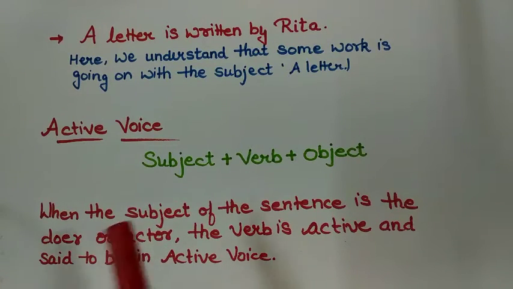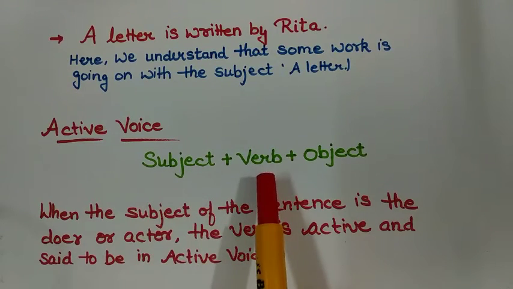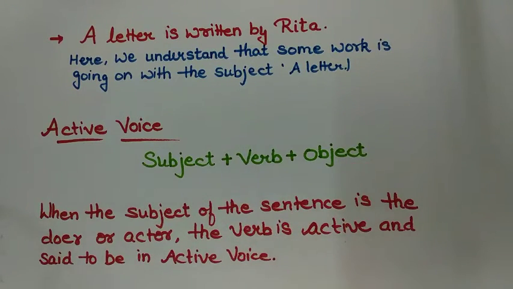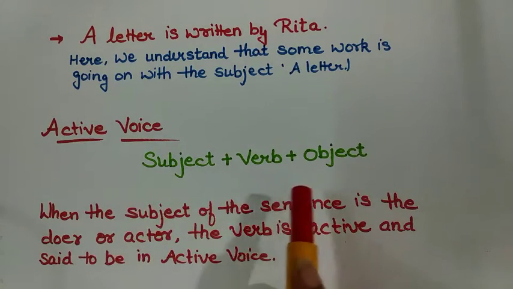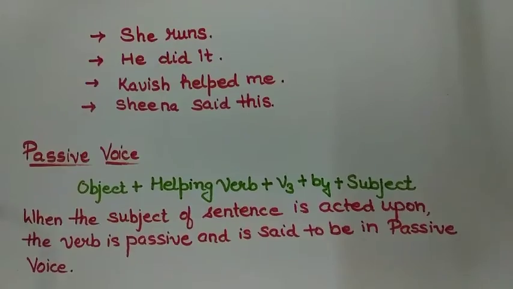Active voice. The general formula for active voice is subject plus verb plus object. Here you must be thinking why I am calling this a formula. Basically, this is a pattern in which almost every sentence in active voice is there. When the subject of the sentence is the doer or actor, the verb is active and hence it is said to be in active voice. Let us see some examples of it.